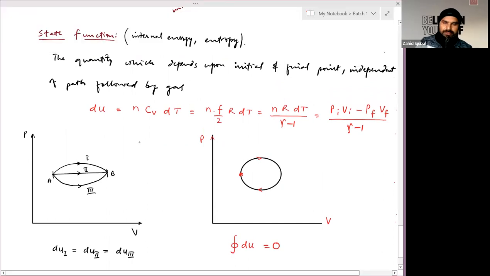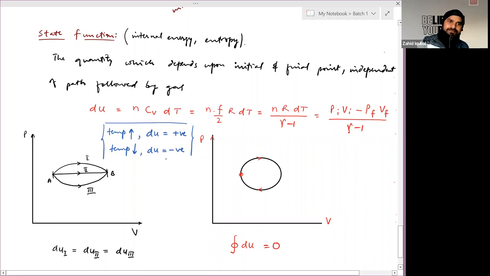One more thing about its sign convention. If temperature increases, change in internal energy will be taken as positive. And if temperature of the system decreases, change in internal energy will be taken as negative. Just use the sign convention.